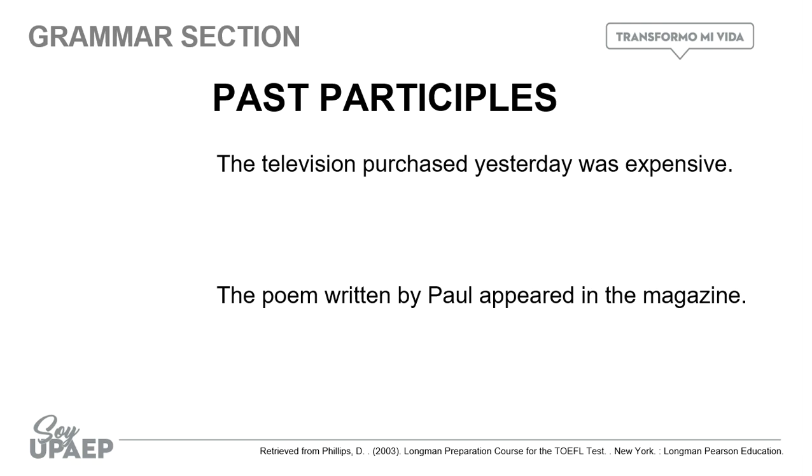Okay, but what happens in these two sentences? The television purchased yesterday was expensive. The poem written by Paul appeared in the magazine. Okay, so in the first sentence, the subject is the television purchased yesterday. Why? Because our verb is was. So the past participle is purchased, and in this case, it is working as an adjective that is describing the television. Okay, why? Because it is not preceded by any verb.